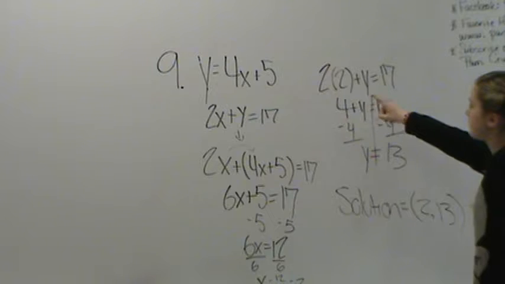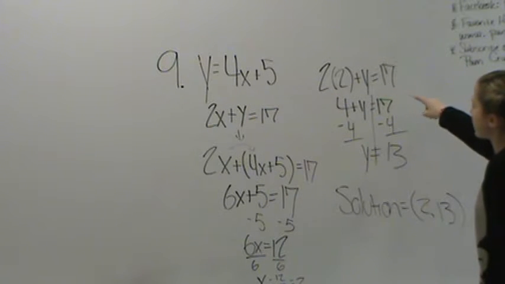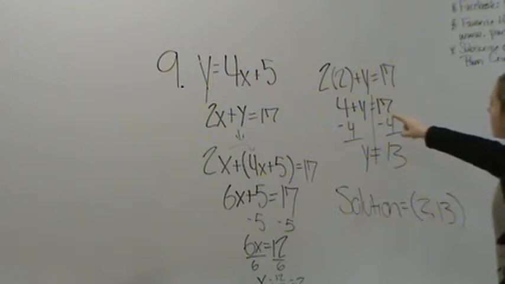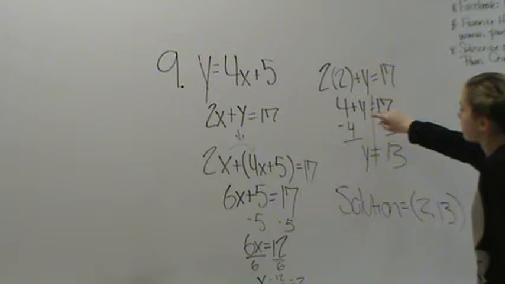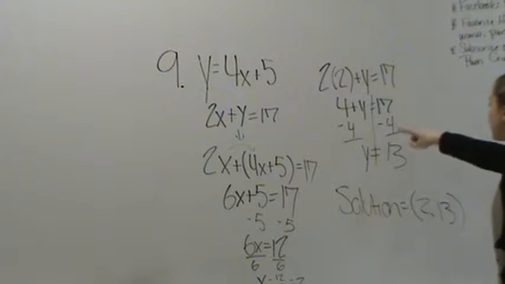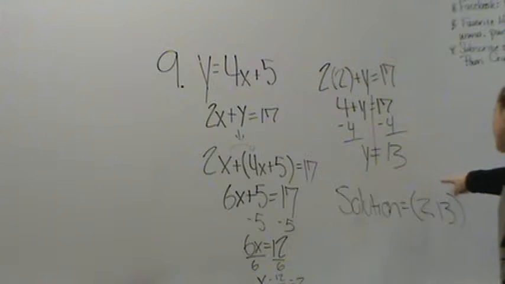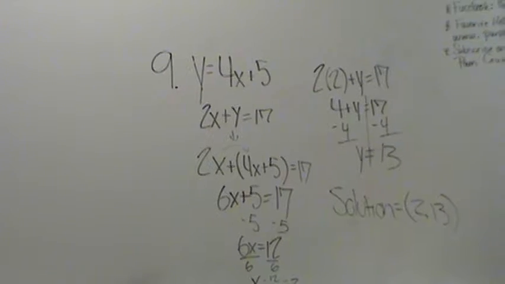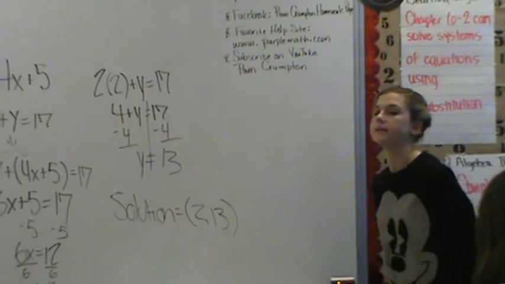Then you come over here, you plug it in over here. So it'd be 2 times 2 plus y equals 17. And you multiply, that equals 4 plus y equals 17. So you subtract 4 from each side, which equals y equals 13. So the solution is 2, 13. What does it mean for that to be the solution? That's where the lines intersect. Good. All right, thank you so much.